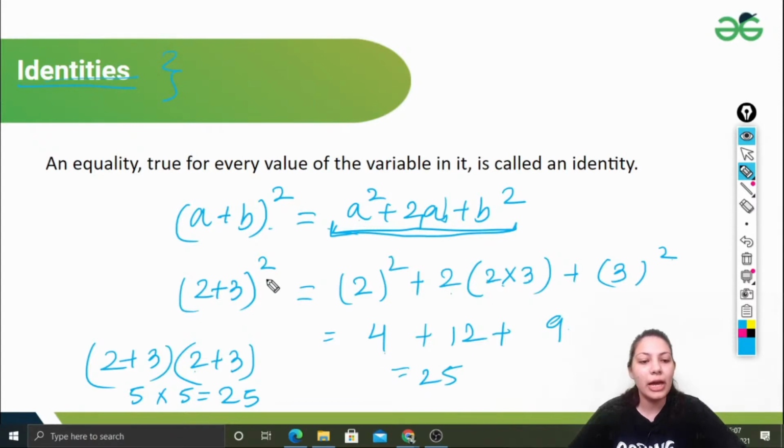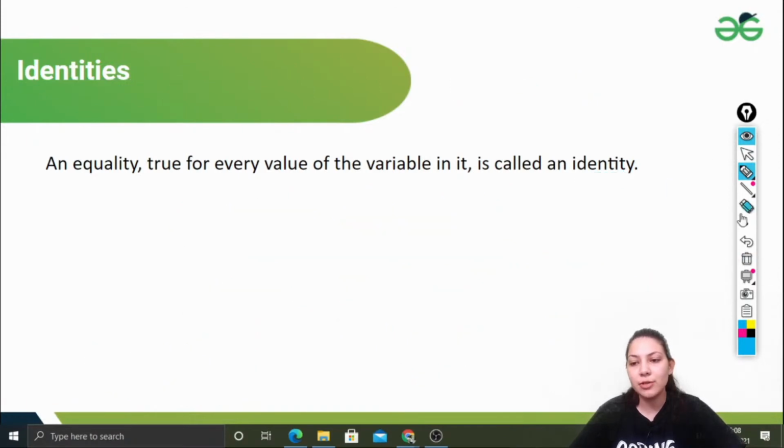So you can say if I will substitute any value in the place of a and b, it will always result in the same. That is, the LHS will always result to RHS under the conditions given by the identities. So such type of quantities are called identities. So basically there are three types of identities. There are three important identities.